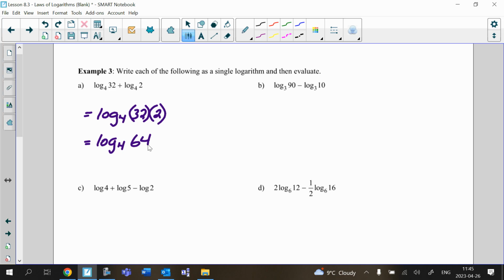How could I write this as a single log? Times? Which is the same as log base 3 of 9. Which means 3 to the what is 9? 2.